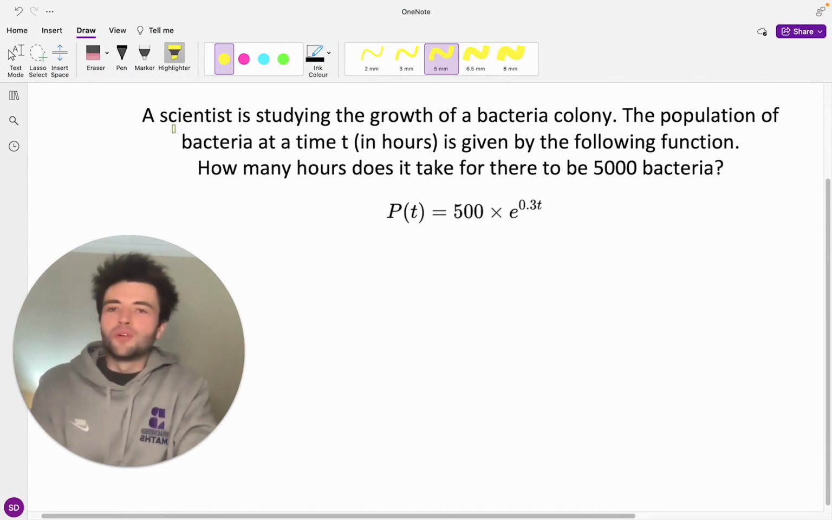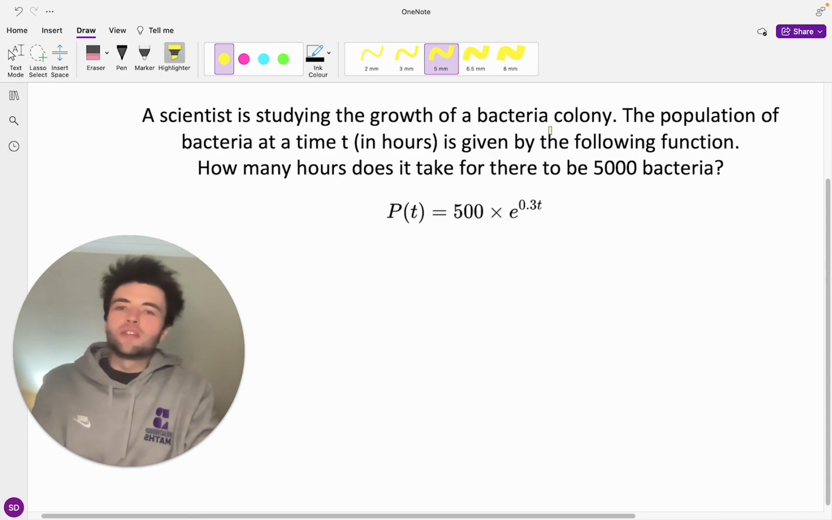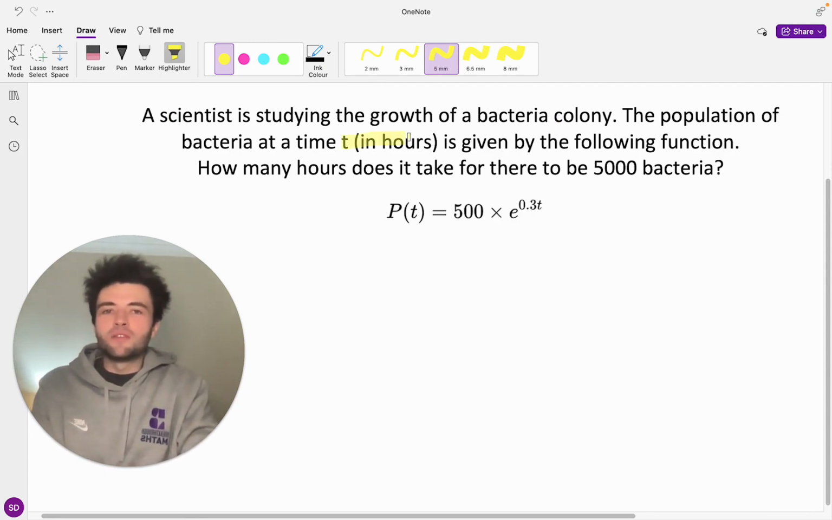So in this question, we're told that a scientist is studying the growth of a bacteria colony. The population of bacteria at any time t in hours is given by the following function, and then we're asked how many hours does it take for there to be 5,000 bacteria.